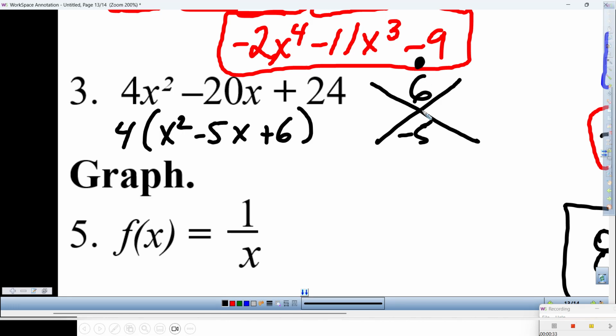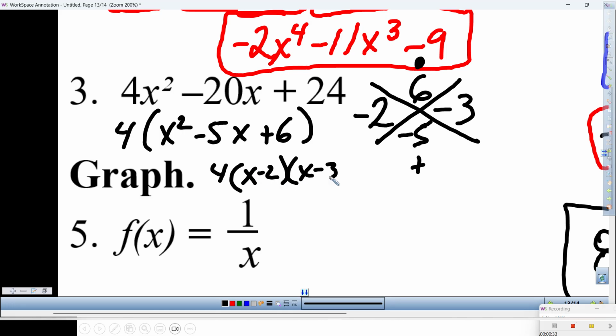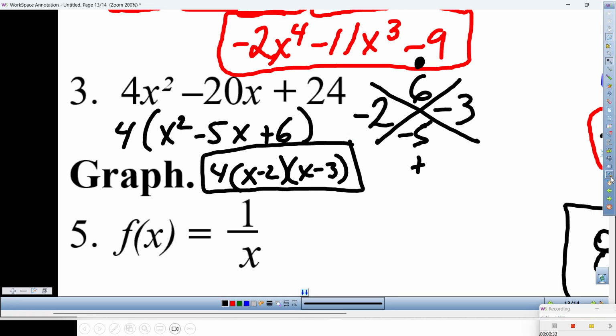What two numbers multiply to give me positive 6 that, when I add them, give us negative 5? Negative 2 and negative 3. So my factors are 4, x minus 2, x minus 3. We good? All right. I'm going to zoom out, and I'm going to go to number 4.